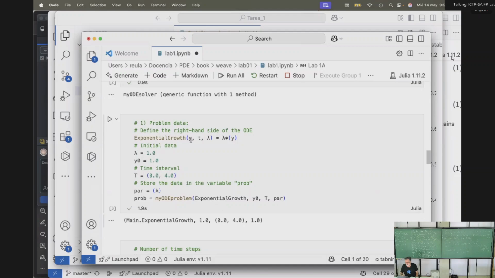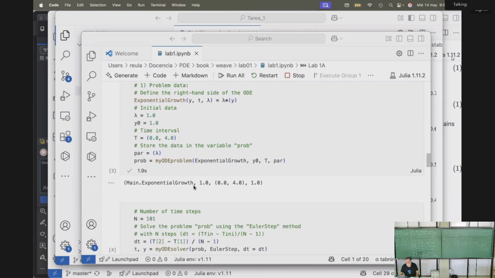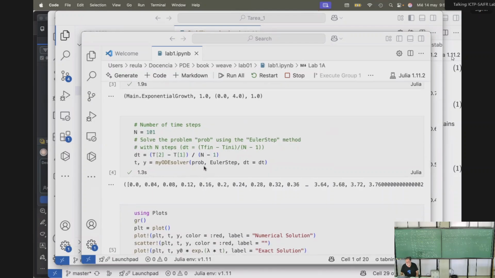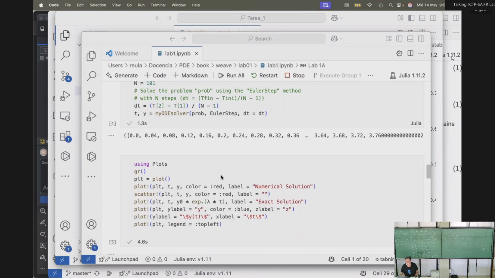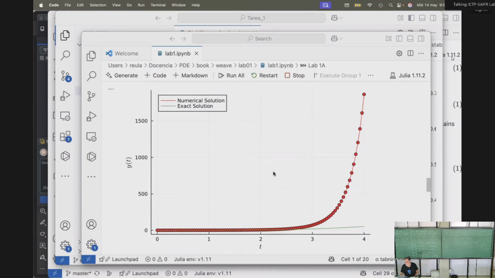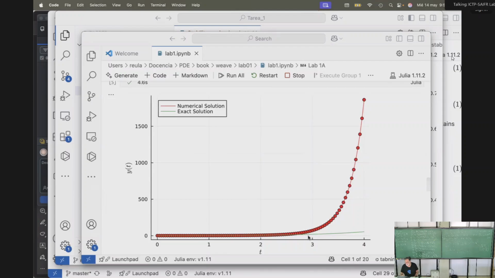So the problem, the exponential growth, is just y, t, lambda. This is a function, so you give the function, you give the initial point, the time, and the parameters. Initial point is 0 up to 4. This is the interval. You put here a number of time steps and you solve. So when you solve, you put the dt, the time step, that you compute from the time interval divided by the number of steps minus 1, and you get a solution. And you can plot it, and you see that you get an exponential. But you see that after a while the exponentials are very different.